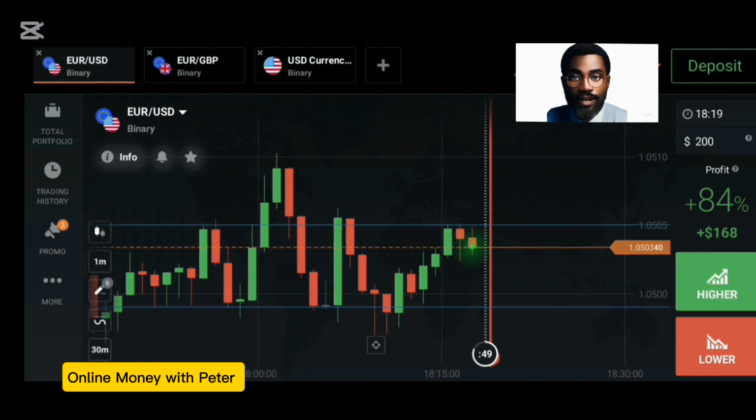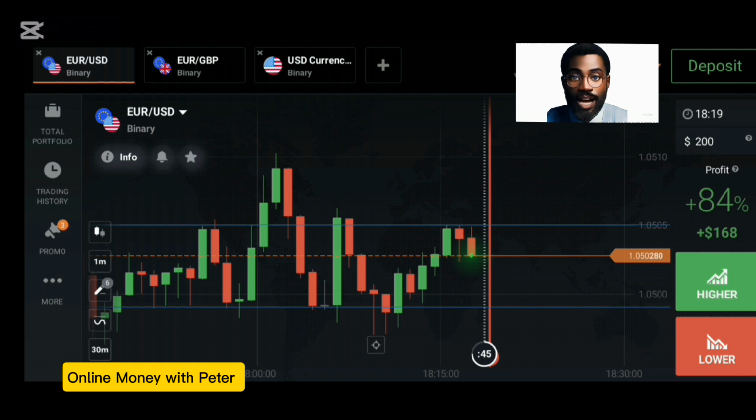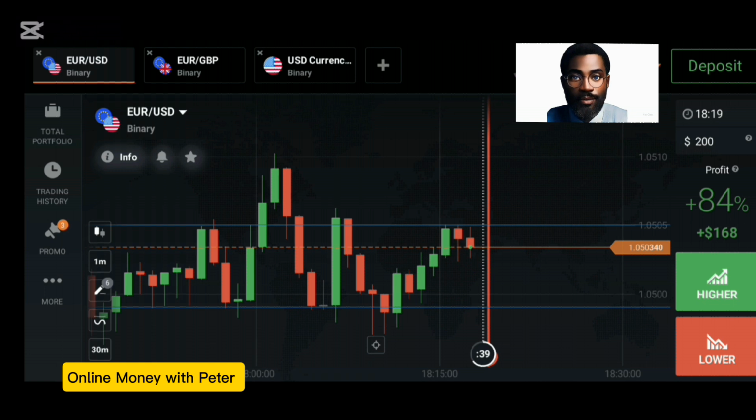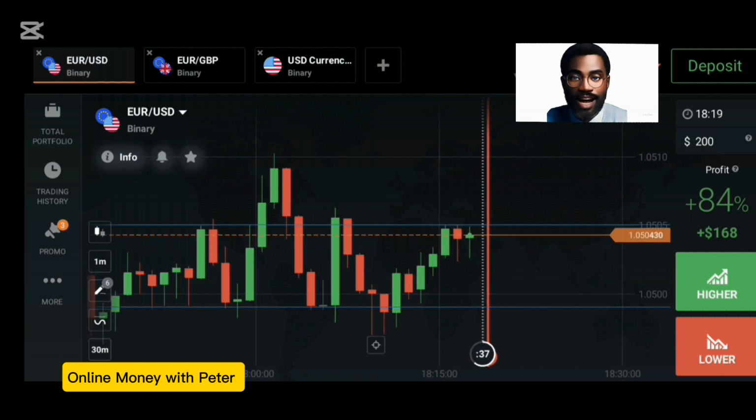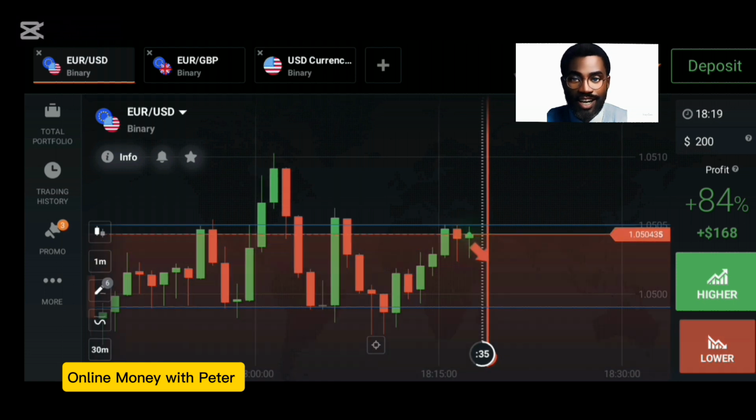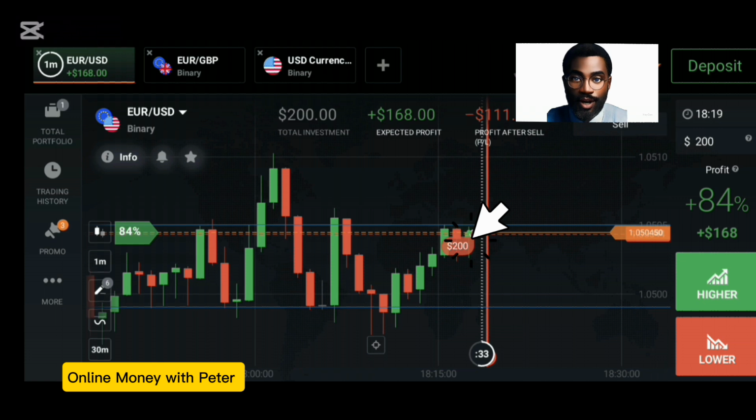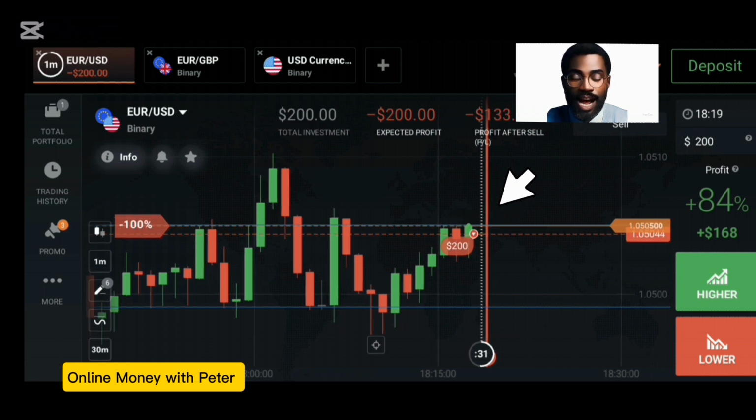Let's see. Okay, so I place a sell trade at this point. Okay, so I place a sell trade. Let's see what transpired at this point.